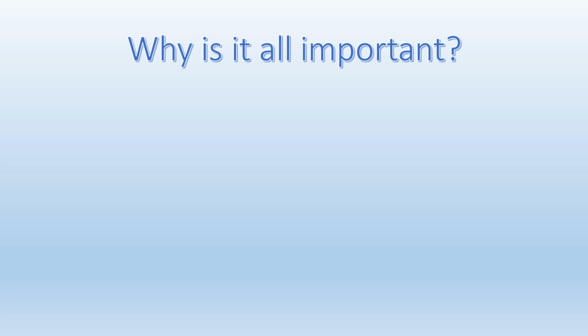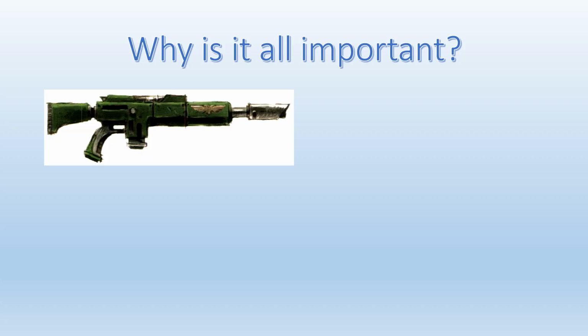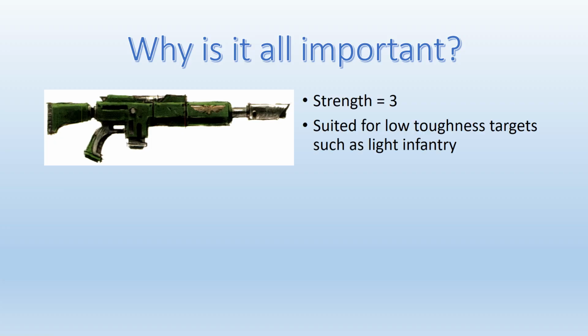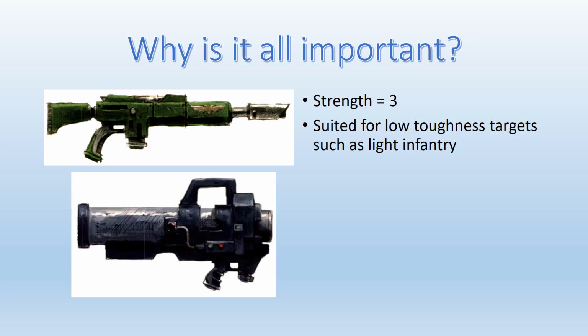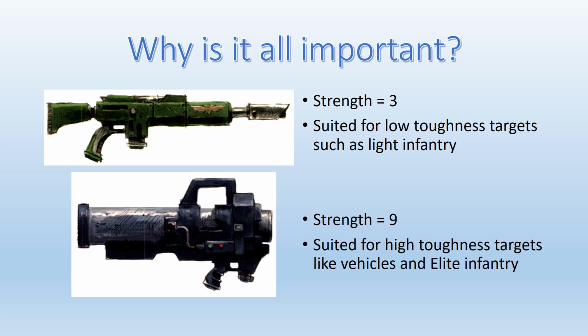So why does strength actually matter? Why is it all important? If we consider the toughness and strength mechanics, they reflect how well weapons are going to perform against different enemies. So high strength weapons and low strength weapons will have different applications. If we think about the lasgun here, it's got a strength of 3. It's suitable for low toughness targets such as light infantry, and it's better suited for swarming weaker enemies. If on the other hand we look at the missile launcher, it's got a strength of 9. So that is going to be good against high toughness targets like vehicles and elite infantry, and it's going to have a greater impact on those elite units.